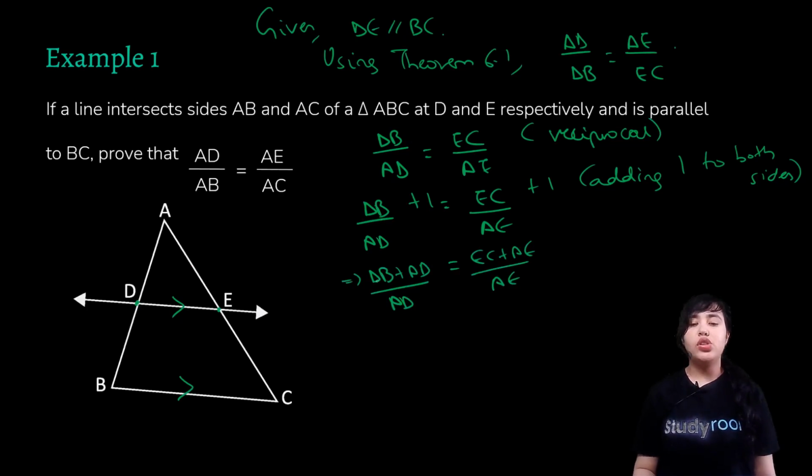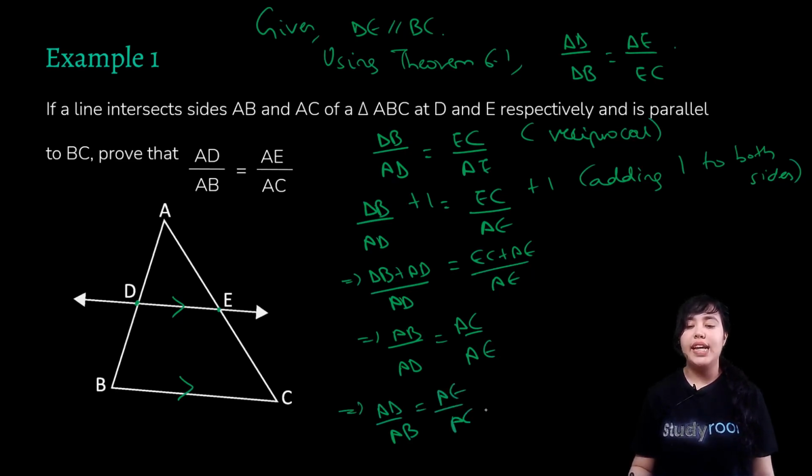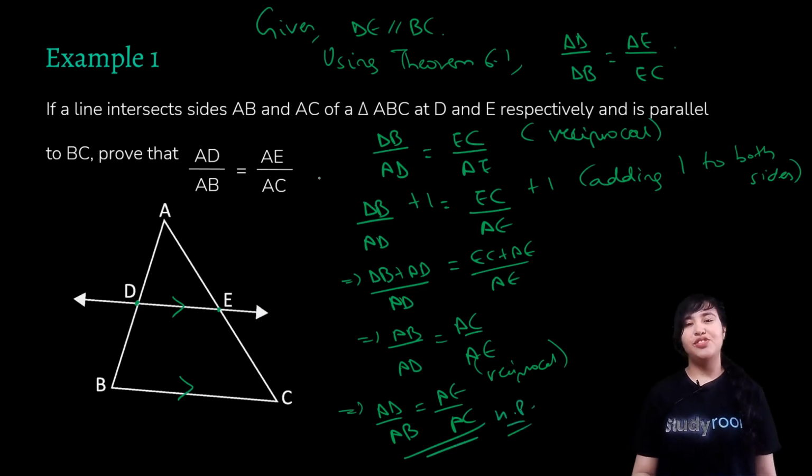If you carefully notice, DB plus AD is nothing but the side AB. So AB upon AD is equal to EC plus AE, and this is nothing but side AC upon AE. Then you again take the reciprocal, and you will get AD upon AB is equal to AE upon AC. You got this on taking the reciprocal on both sides, and this is what we wanted to prove, so hence proved. Okay.